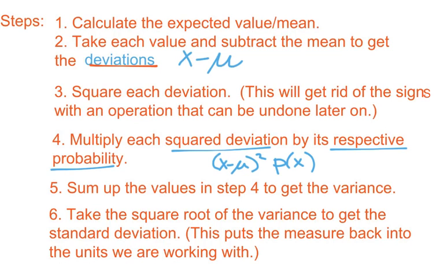Then you're going to sum up the values that you get in step 4 to get the variance. Remember that variance is standard deviation squared. So of course, to get the standard deviation, we have to take the square root of step 5 in order to get the standard deviation. Remember, this puts the measure back into the units that we are working with.